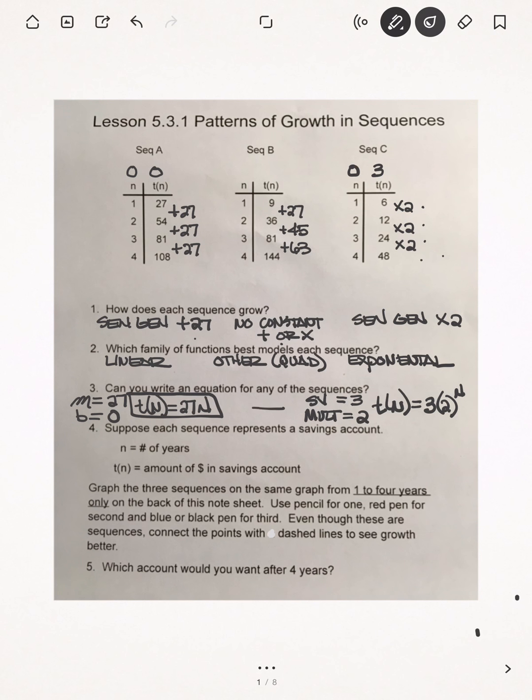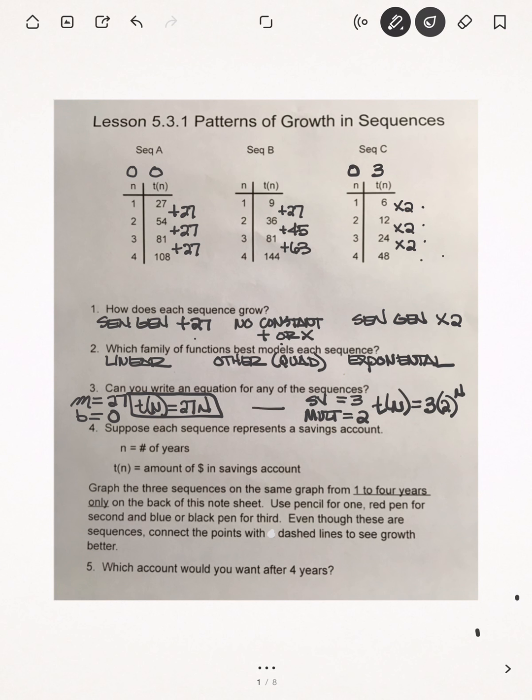Okay, number 4. Suppose each sequence represents a savings account. N is the number of years, and T of n is the amount of money in the savings account. I am going to graph the 3 sequences on the same graph from 1 to 4 years only on the back of this note sheet.